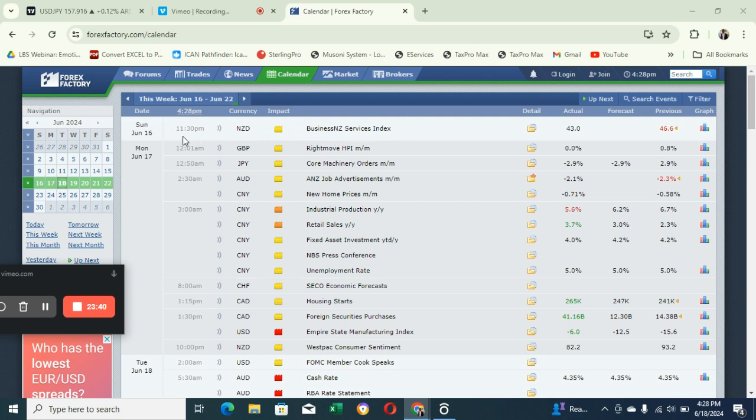On Sunday, there's a news from the New Zealand currency. This is the news. So when you click on this place, you're going to see if the news has any impact.